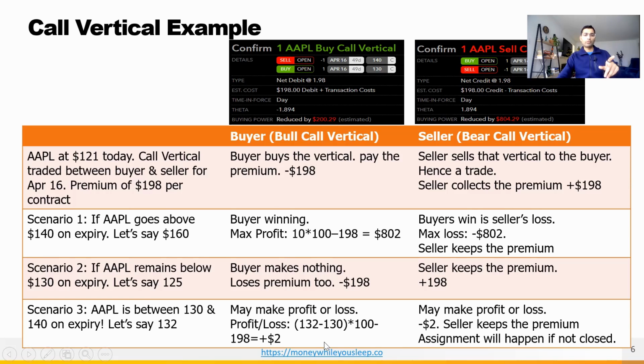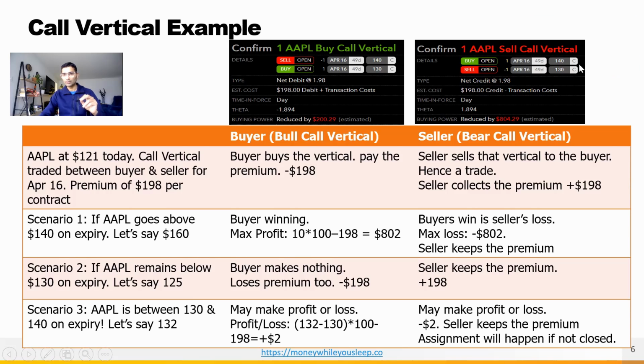figured out. One more important thing is, when such a scenario happens, there is an assignment risk to the seller. So if the stock is closing at $132, there is a high risk that this particular stock will be assigned to the seller. So if you are not willing to take an assignment, it is better that you close this particular trade before it expires, if this is the scenario.